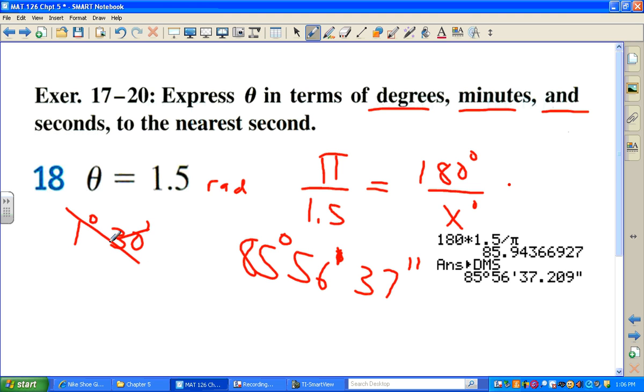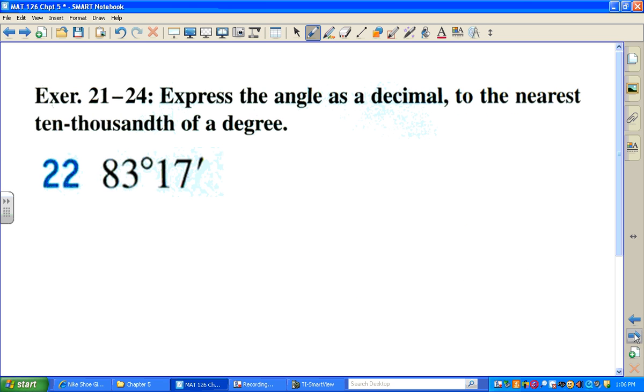Now, don't fall into that trap of 1 degree and 30 minutes. It doesn't have a degree symbol, so you know it's in radians. Make the conversion, you'll be fine. Okay? All right. I say we're about done with this section. We'll spend 1 day on it.